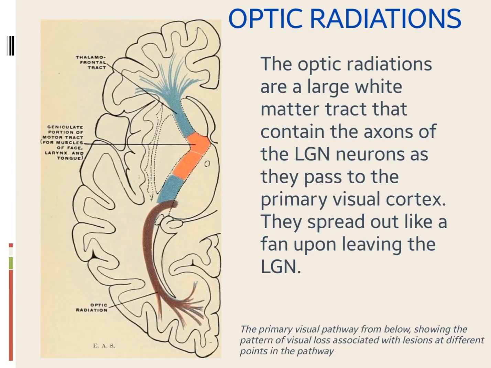So the optic radiations are large white matter tracts that contain the axons of LGN neurons. They pass to the primary visual cortex. They spread out like a fan upon leaving the LGN.